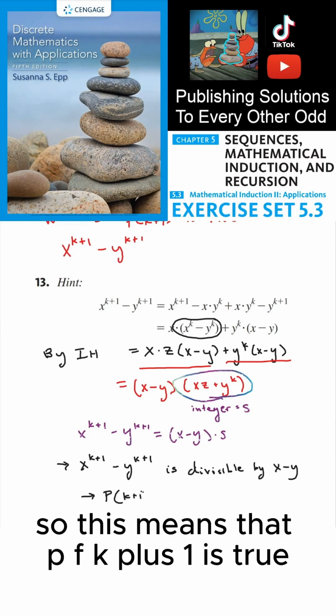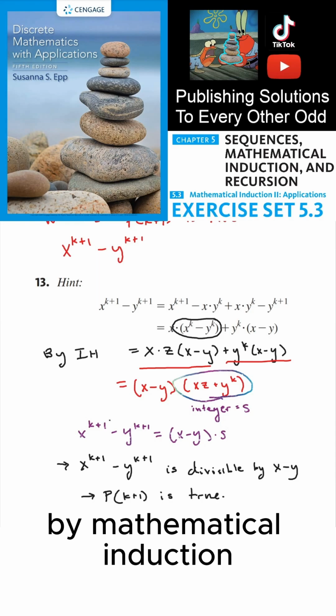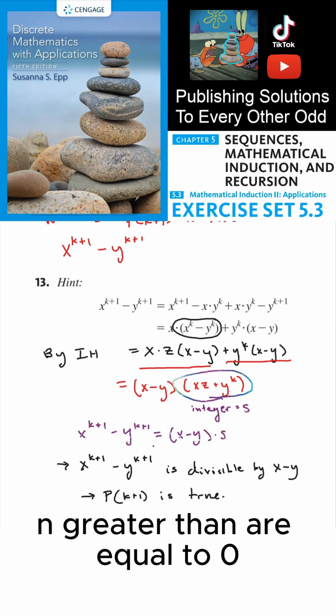So this means that P of k plus 1 is true. And this is the part where we end the mathematical induction proof by saying, by mathematical induction, P of n is true for all integers n greater than or equal to 0.